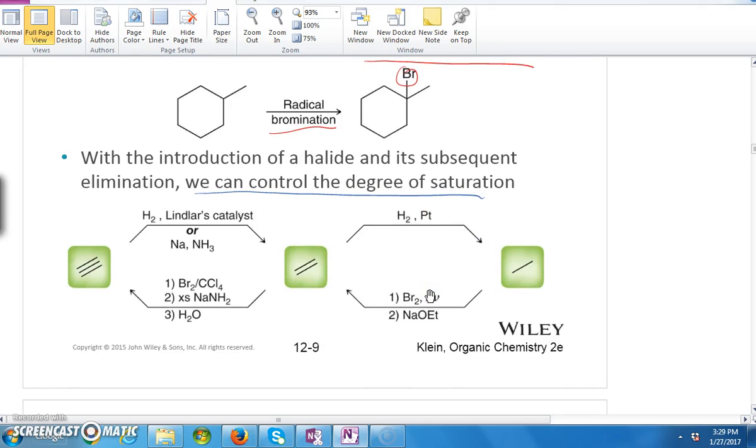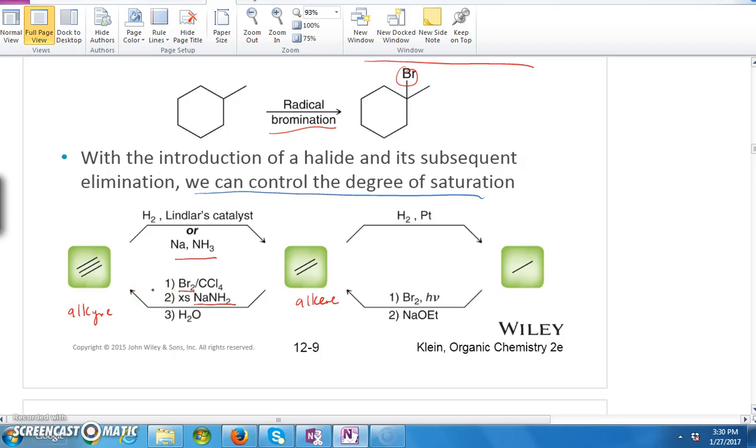Already we know that if you have an alkyne or a triple bond, you can do a hydrogenation with Lindlar's catalyst or dissolving metal reduction with sodium and ammonia to give the alkene. Now, once the alkene has been made, you can go backwards by doing an addition of molecular bromine, do an elimination, and you get your alkyne back. I'm sorry, so this is an alkyne. You get your alkyne back.